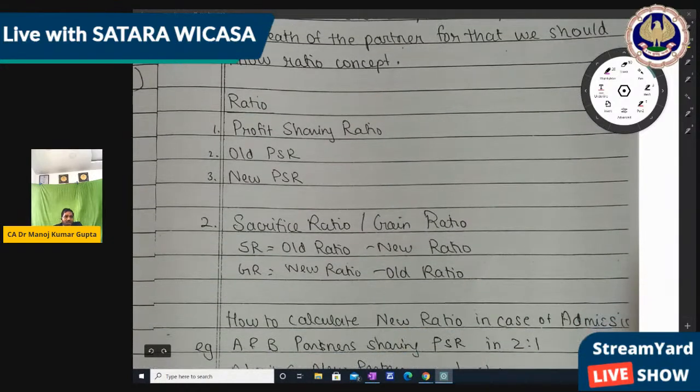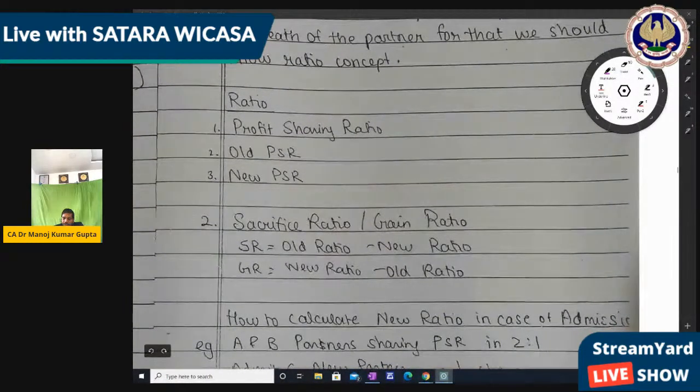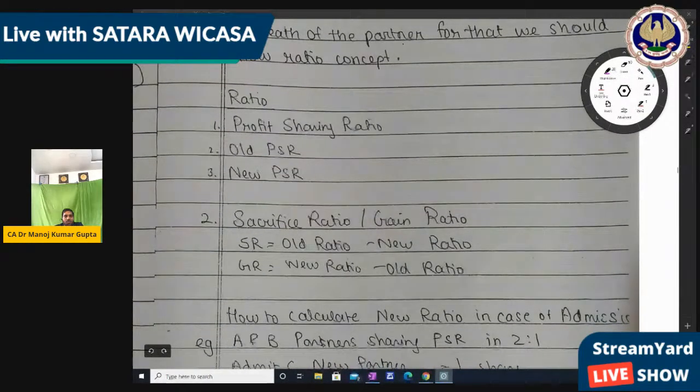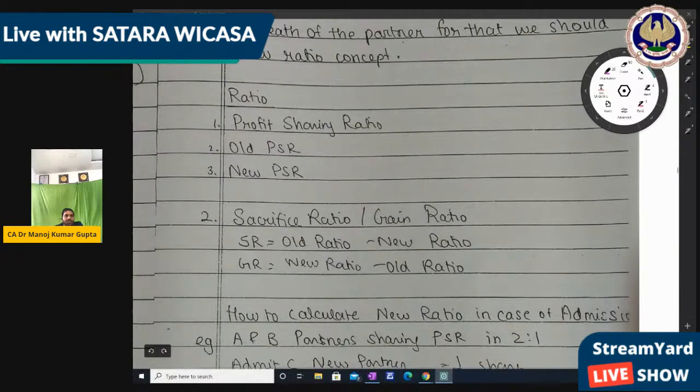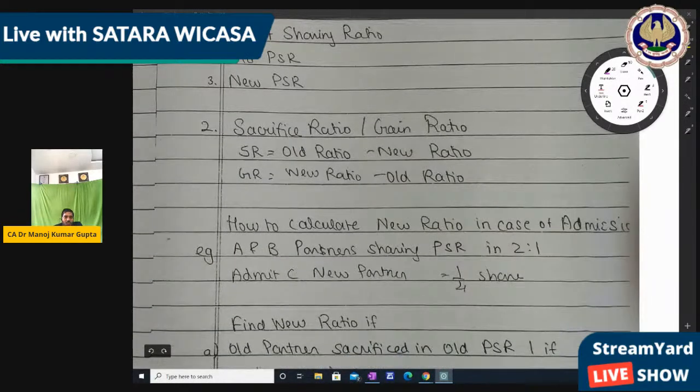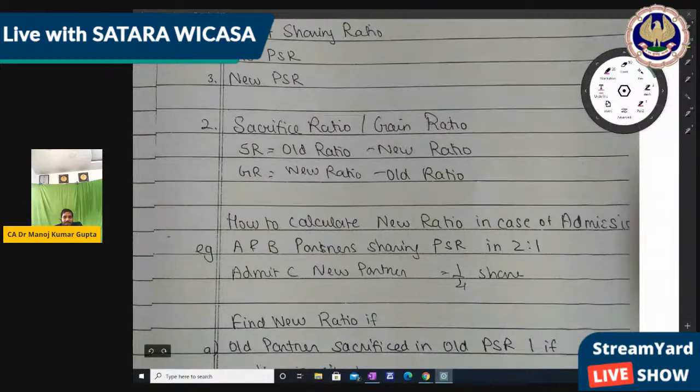Sacrificing ratio or gain ratio: sacrificing ratio is equal to old ratio minus new ratio. Gain ratio is equal to new ratio minus old ratio. So in case of retirement of a partner, we calculate the gain ratio, that is, new ratio minus old ratio. This one. See? Okay. How to calculate the new ratio in case of admission? Example we had taken: A and B are partners in 2:1, C is admitted for 1/4 share.